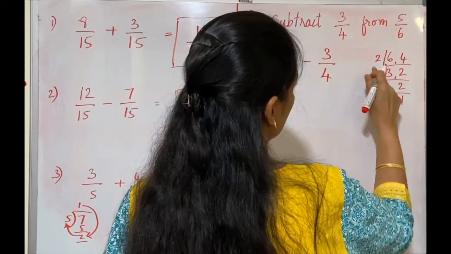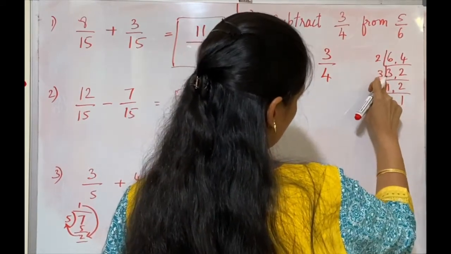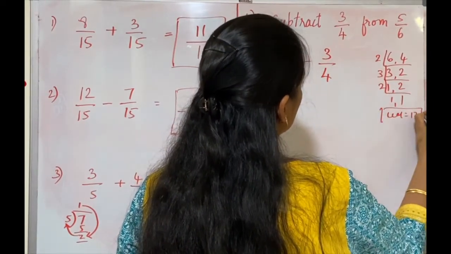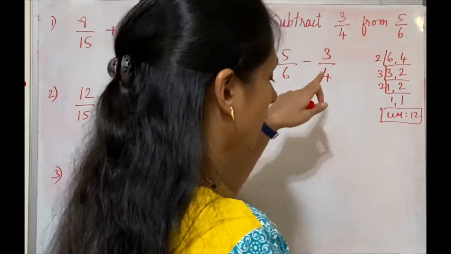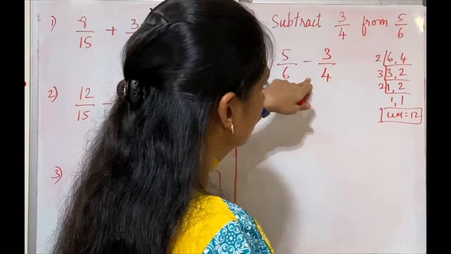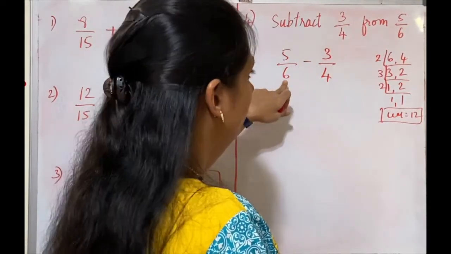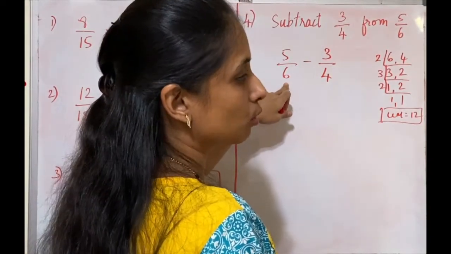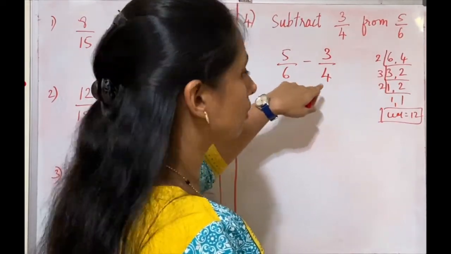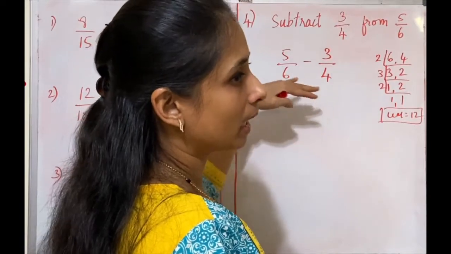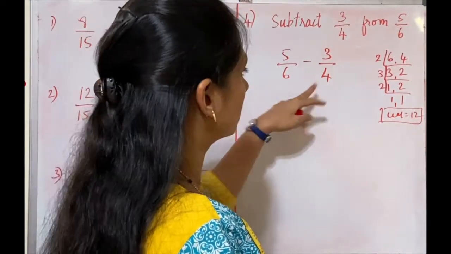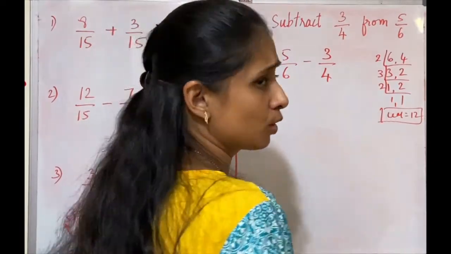So what is the LCM? 6 into 2 is 12. Even without doing this, you can check manually which multiple of 4 you will also find in the 6 table. 6 into 1 is 6, 6 into 2 is 12. Here also you will find 12, and that is the least common multiple. You will find that in both the tables, so it is common, and it is the least, so that is the least common multiple. So your LCM is 12.